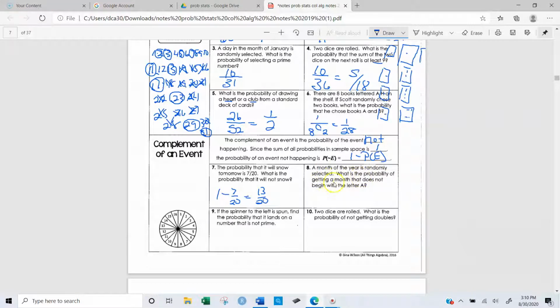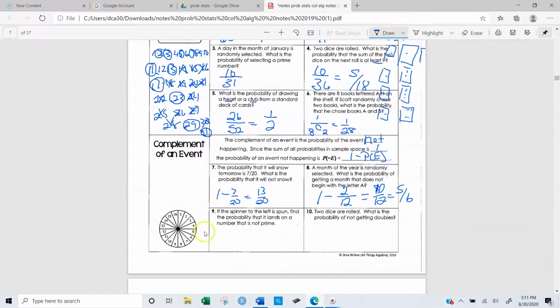The month of the year is randomly selected. What's the probability of getting a month that does not begin with the letter A? So I know I have 1 minus how many start with the letter A. So out of my 12 months, we have August and April. So out of those 2, it not happening, so out of 2/12, we're going to end up with 10/12, which reduces to 5/6.